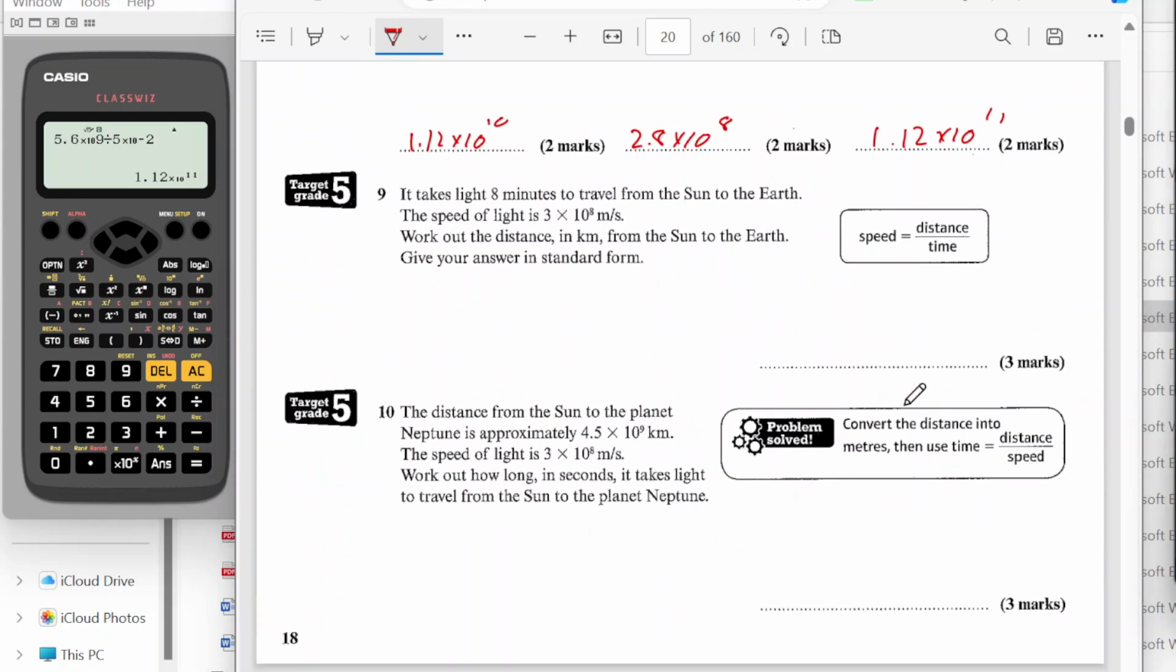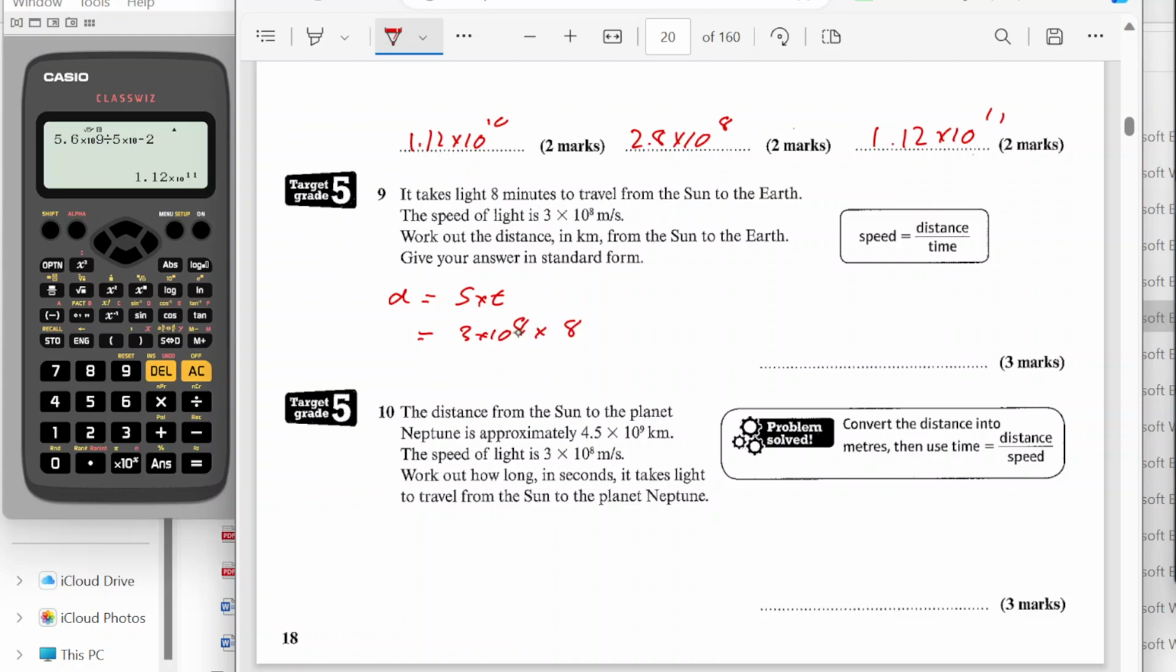Okay, question 9 then. It takes light 8 minutes to travel from the Sun to Earth. The speed of light is given, work out the distance. So speed is equal to distance divided by time. So distance is going to be equal to speed times time. So I'm going to be doing 3 times 10 to the 8 times 8.